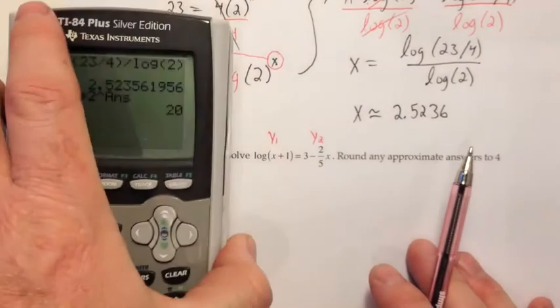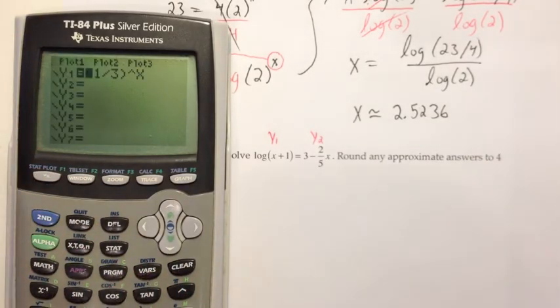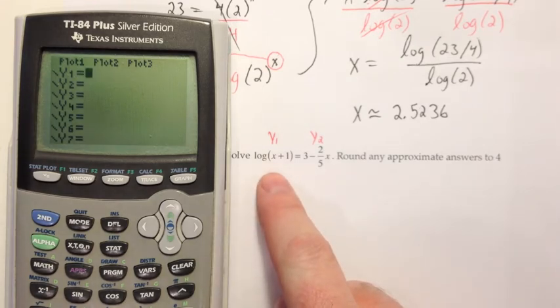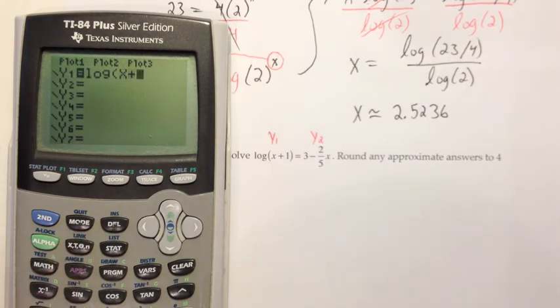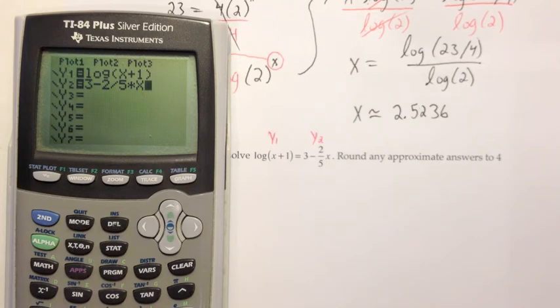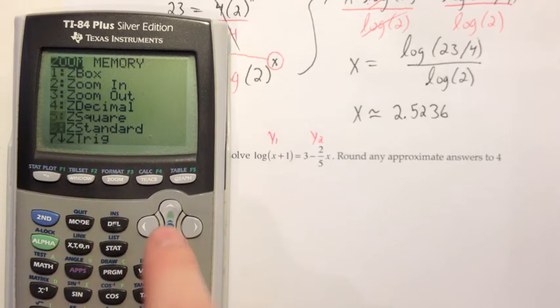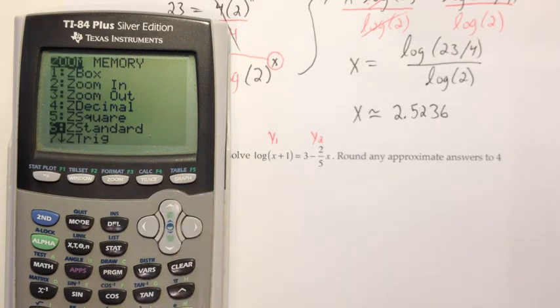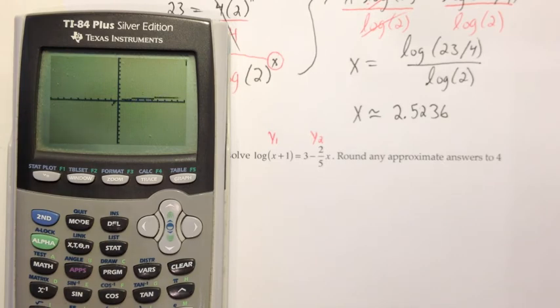So let me bring the calculator in. I'm going to go to the y equals menu. I have an equation there, so I'll clear that out. And I'm going to enter the left side, log of x plus 1 in parentheses. And then for y2, I'll enter the right side, 3 minus 2/5 times x. And then for the window, I'll just go ahead and choose zoom standard, which is the -10 to 10 window, and we'll take a look at how that looks. If we don't like it, we can always adjust. So I'll hit zoom standard and see hopefully my two graphs.